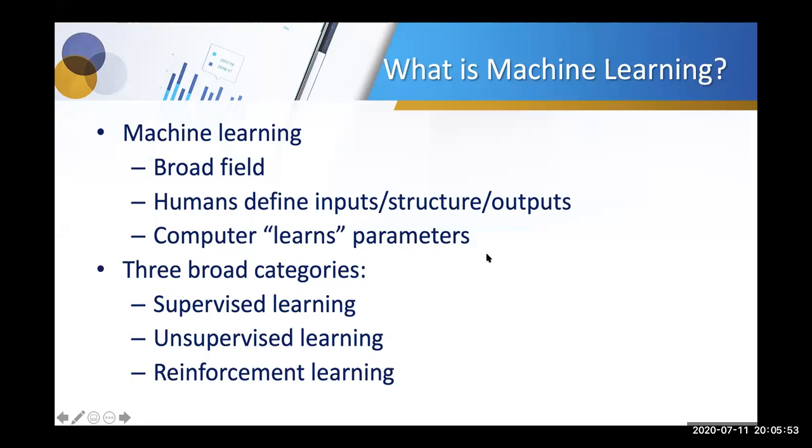As I said, it's a very broad topic and a very broad field, and it has been picking up at a very fast pace, I would say, in the past 10 or 15 years. We can categorize machine learning into three broad categories. One is supervised learning. Second is unsupervised learning, and third is reinforcement learning. Again, these are very broad categories, and somewhere else you might see a different categorization of the machine learning types.